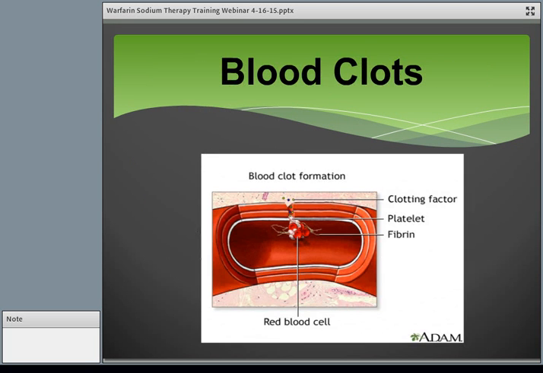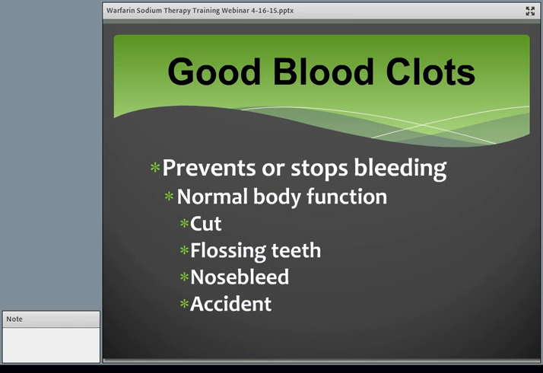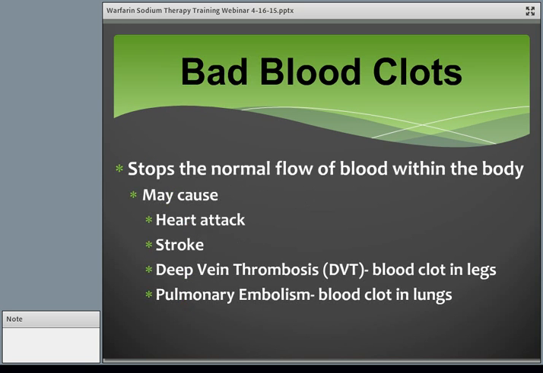The healthy body has a process in place so that if we start to bleed, it will automatically respond to stop the bleeding by forming a clot. A blood clot is necessary to prevent blood loss if accidental bleeding occurs. These are called good blood clots. Some blood clots are not so good.